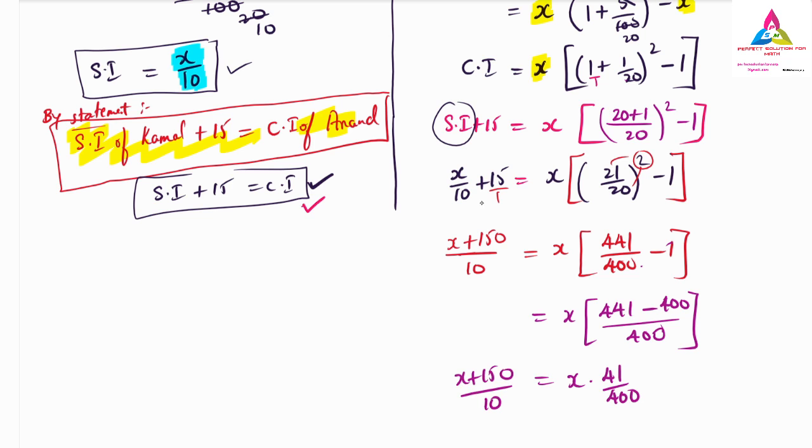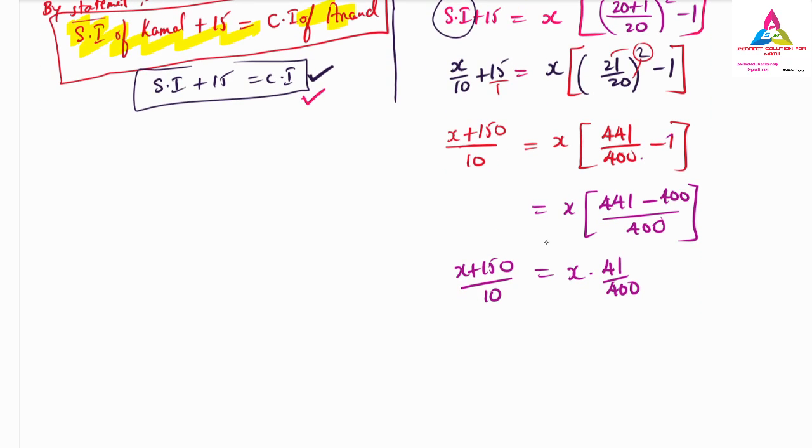Let us continue. We have to find the x value. To find that x value, first we will take this 10 to the other side, where it will multiply. Obviously the 0s get cancelled, the 400 and the 10, we can cancel that 0 directly. So the remaining is x plus 150 equals 41x. Remember, I have written that 41 first, then x, then divide by 40.